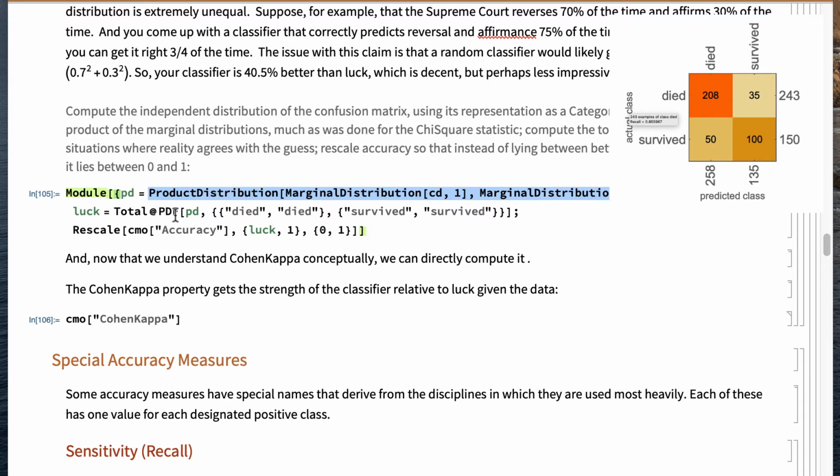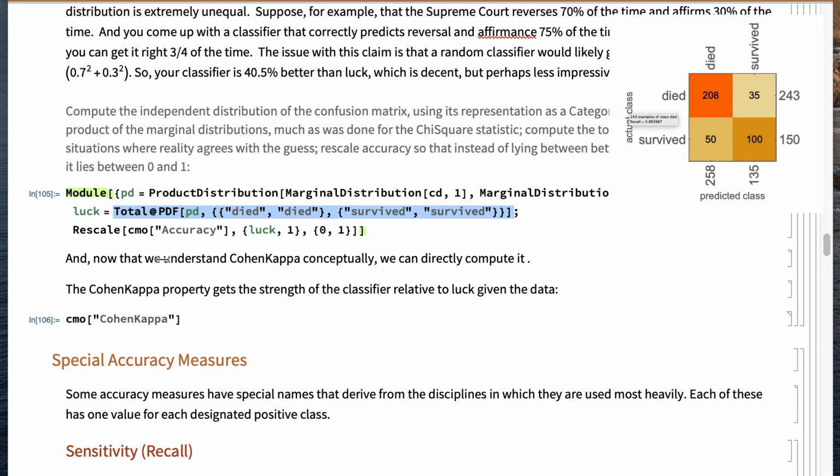We're then going to compute the PDF of our worthless classifier for the times that we would still get it right as a result of guessing. Died, died, survived, survived. And we'd add that up. And that would be our luck value. That's how accurate we would be just as a matter of luck.